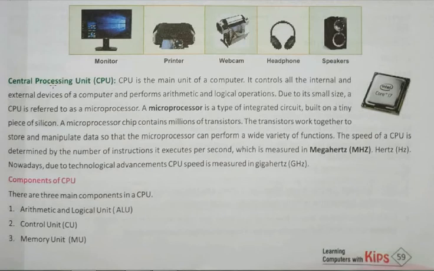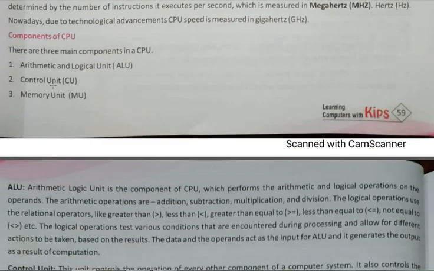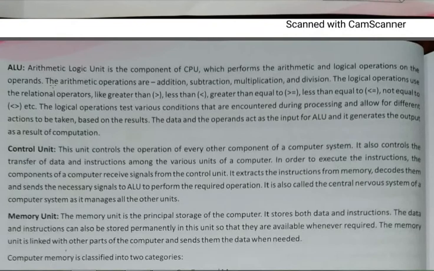The speed of a CPU is measured in megahertz or hertz, but nowadays CPU speed is measured in gigahertz. Now, components of the CPU. There are three components of the CPU: ALU, CU and MU. ALU means arithmetic logical unit, CU means control unit, and MU means memory unit.